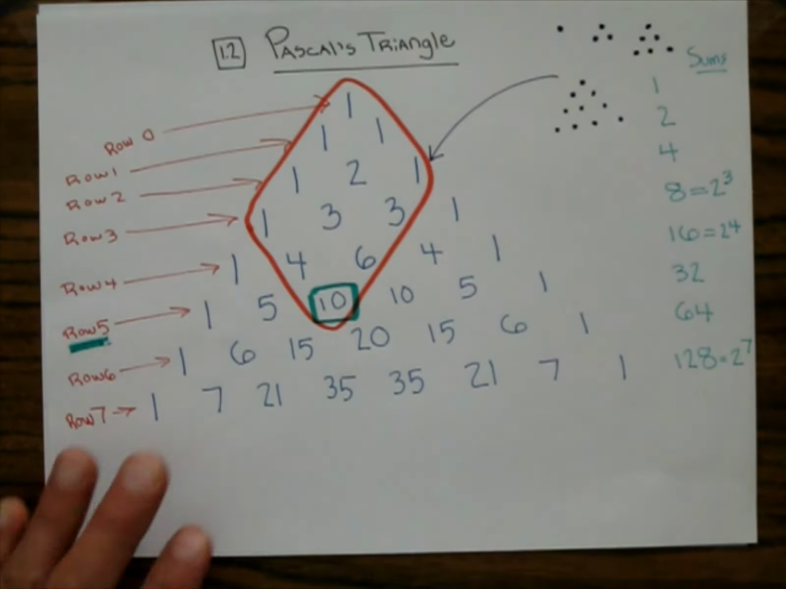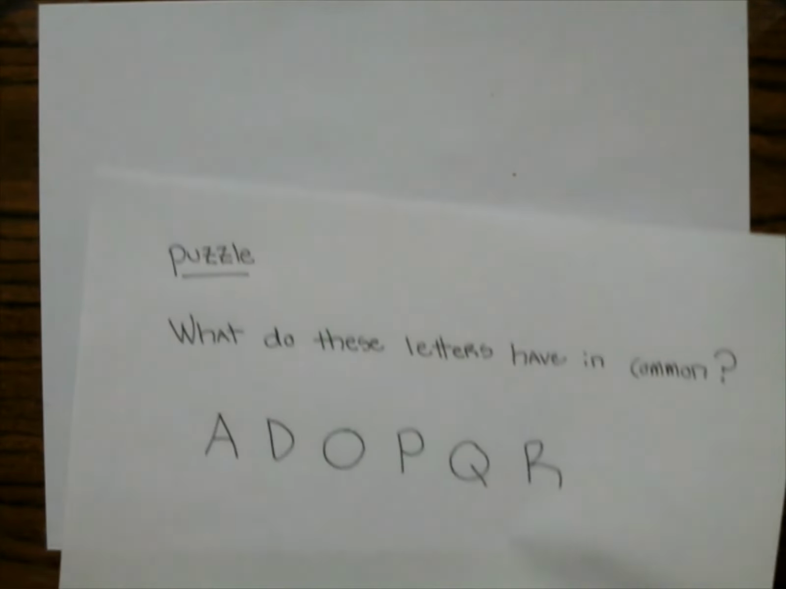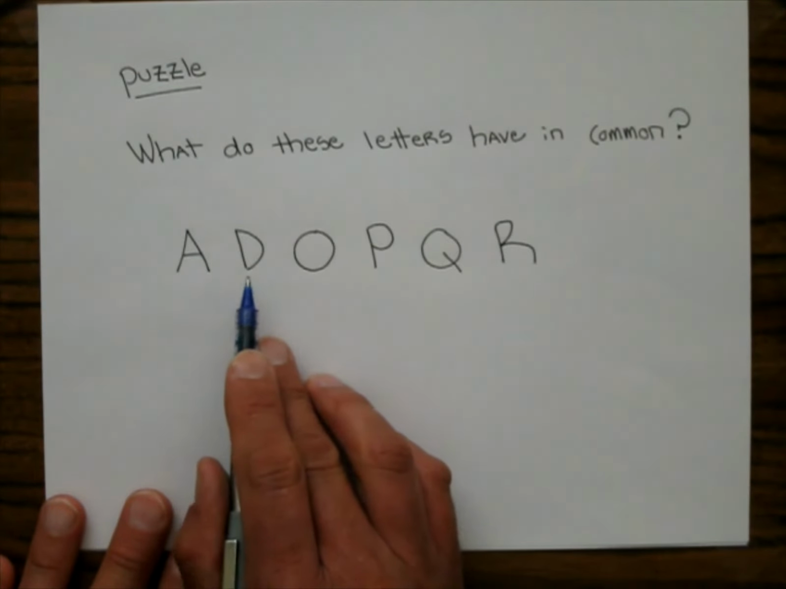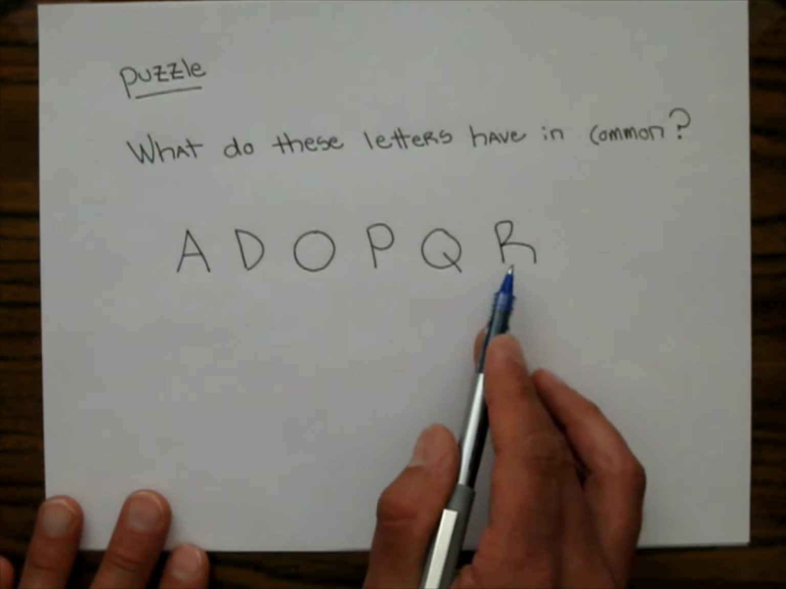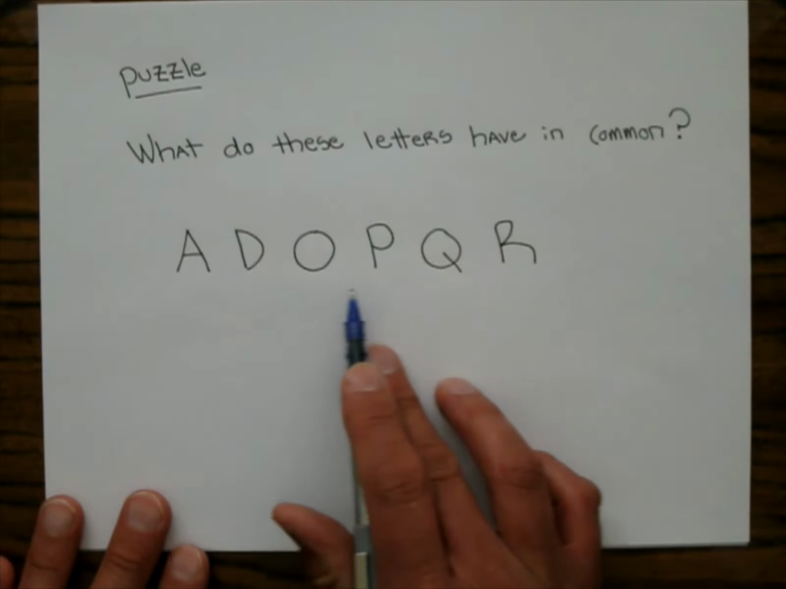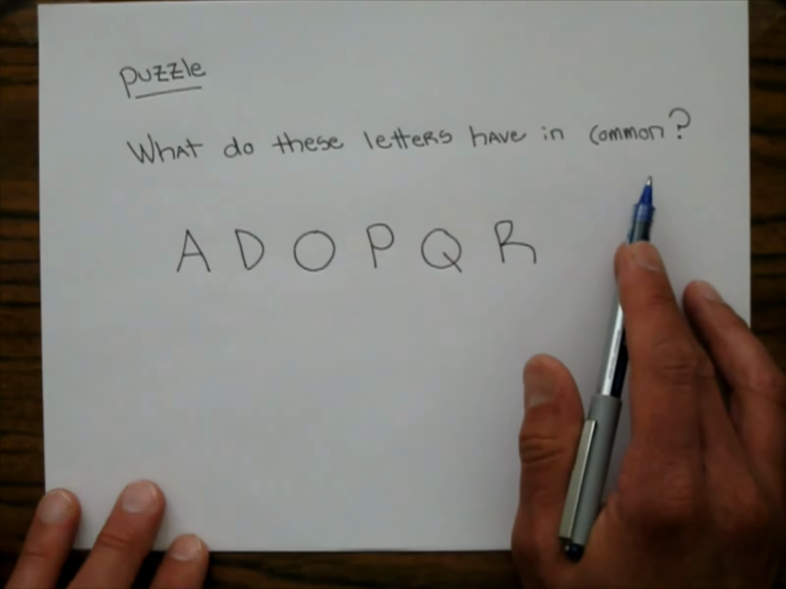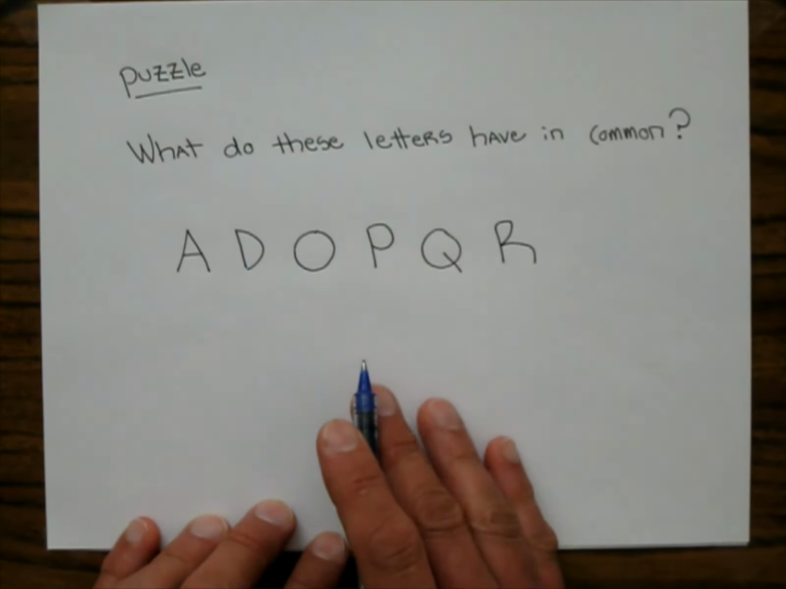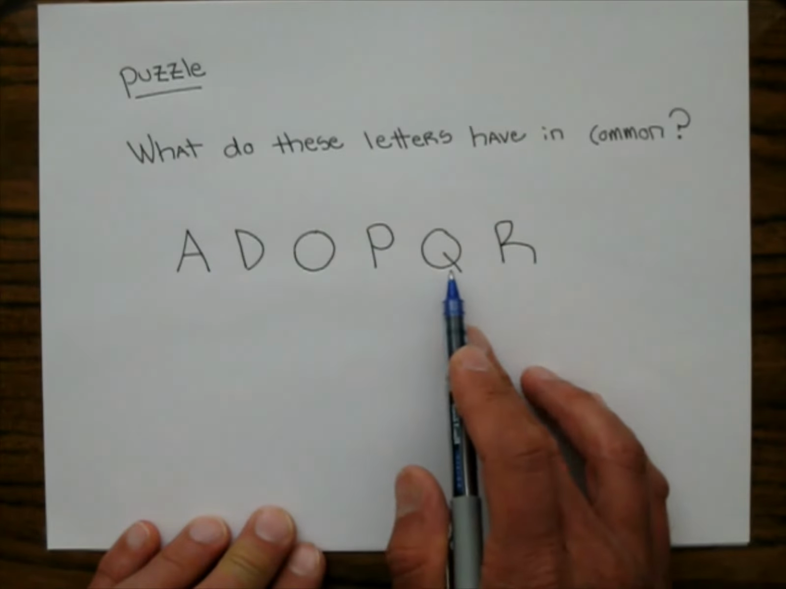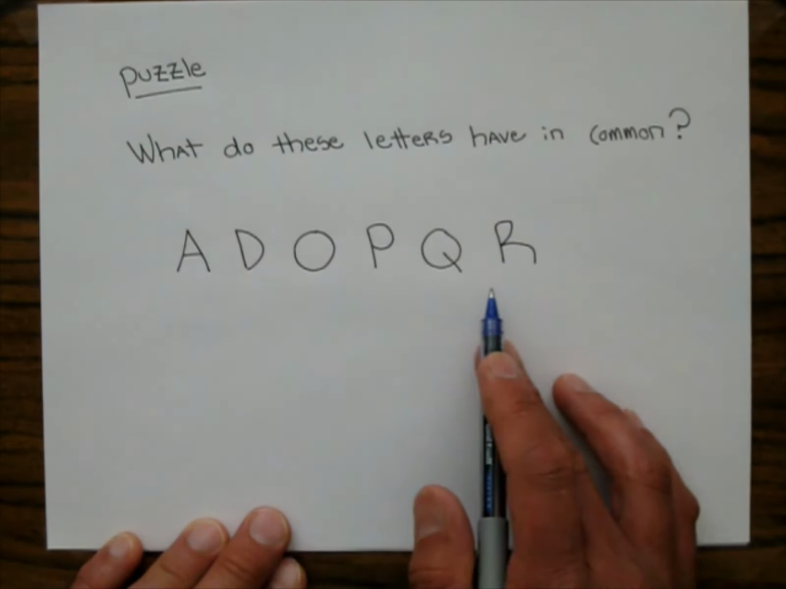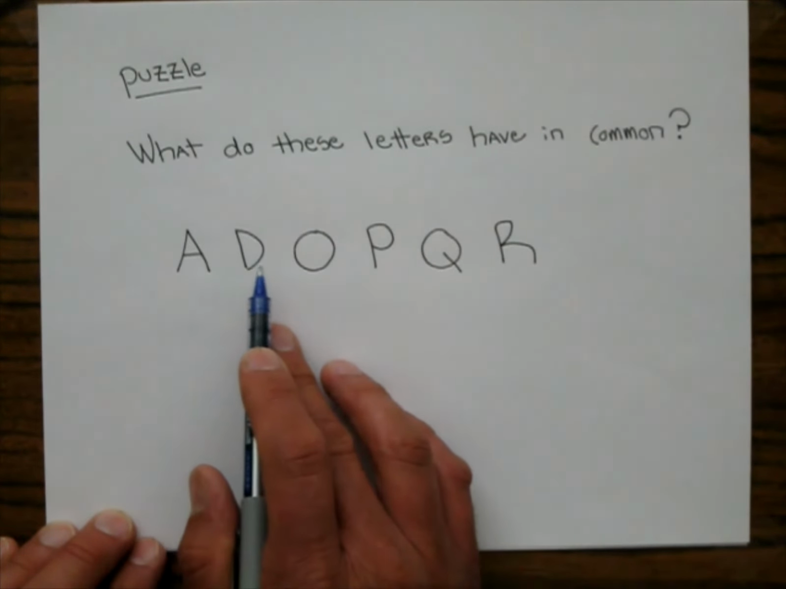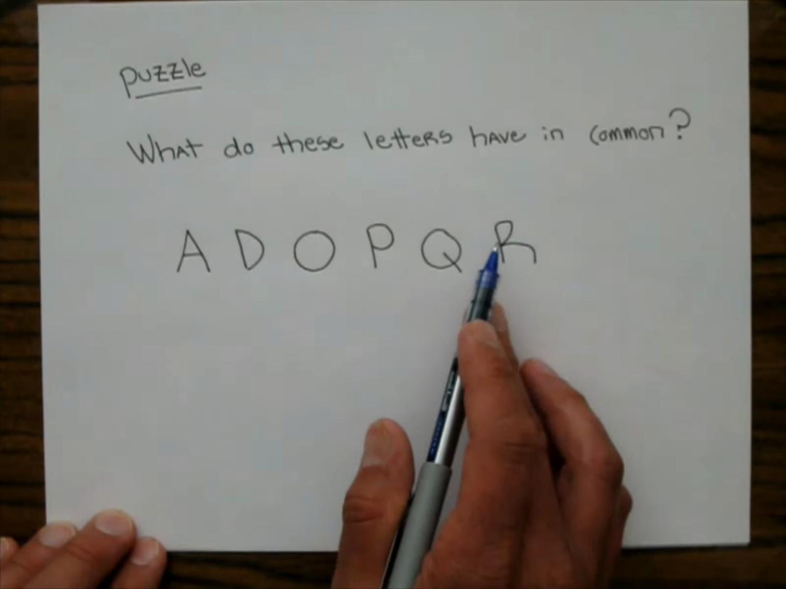Let's go ahead and finish up this video with a puzzle. What do these letters have in common? Okay, so maybe you thought about it and maybe you know the answer. Now, sometimes I'll ask a logic puzzle or something like this, and you may actually figure out something else using a different logic system than I used. But what these letters have in common, and they're just from the capital letters of the alphabet, they all have one hole in them. So these are all the letters that have a hole in them.